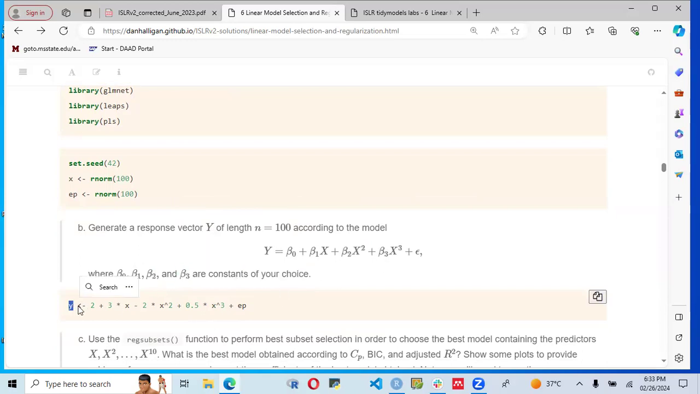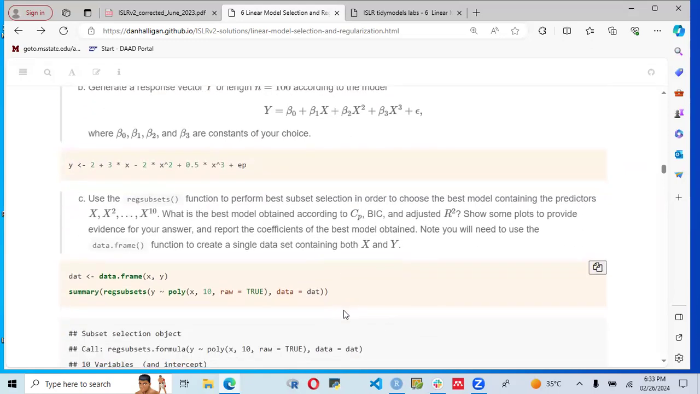So here we have Y, which is 2 plus 3 times X, minus 2 times X squared plus 0.5 times X cubed plus epsilon, which is the value of Y.